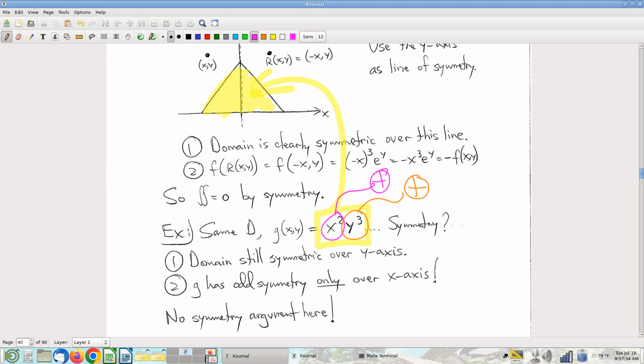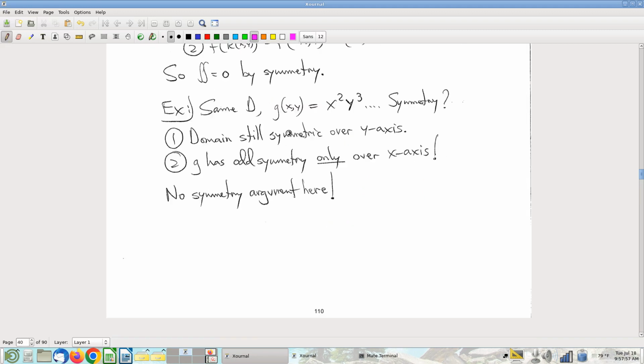You need cancellation for a symmetry argument to work. So not only does the symmetry argument not work, it's not a matter of formalities. It's that it's really, really not symmetric, very importantly. So again, a symmetry argument is just absolute nonsense here. Okay. All right. So, good stuff.